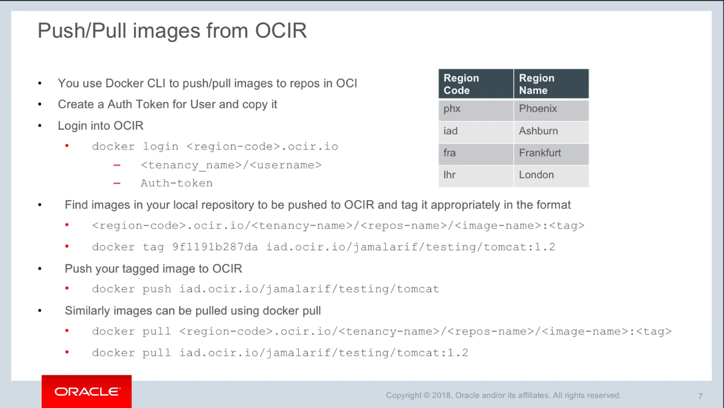Once you are logged into the OCIR, from there onwards it's just like regular commands to push and pull your images to the repository. You can tag your image with the command that is provided over here, and then push your image with the docker push command to any of the regions. So if it's the Ashburn region, you can use iad.ocir.io with your tenancy and the image name. And similarly, you can use the pull commands to pull your images from the region as well.